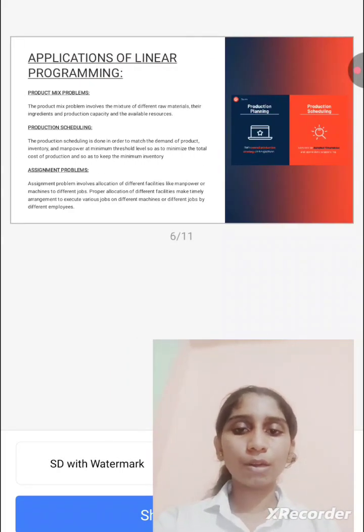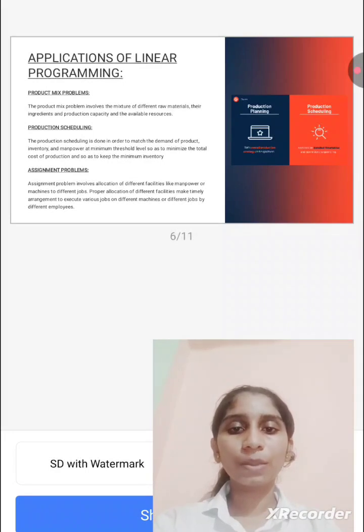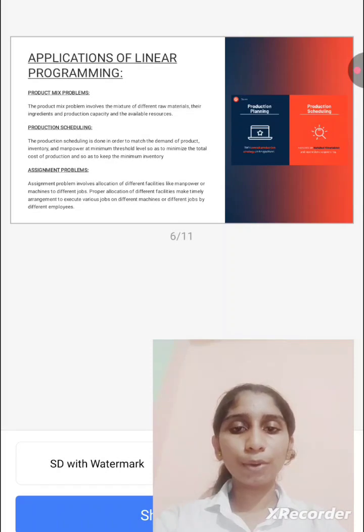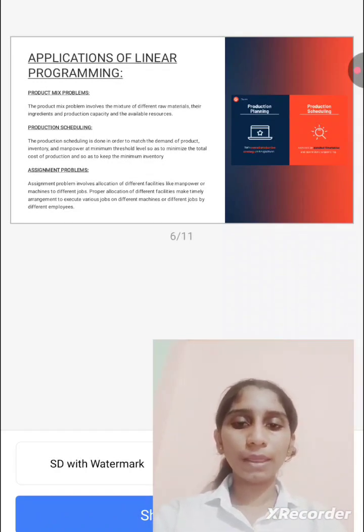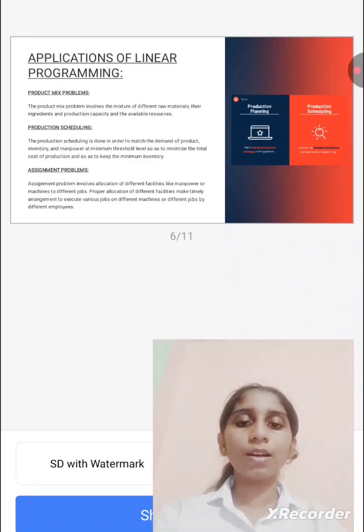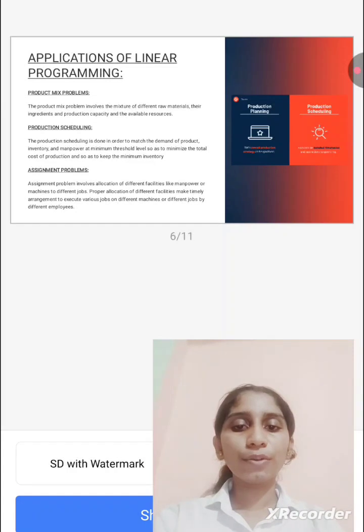Applications of linear programming. Product mix problem. It involves the mixture of different raw materials, their ingredients and production capacity and the available resources. Second is production scheduling. It is done in order to match the demand of product, inventory and manpower at minimum threshold so as to minimize the total cost of the production and to keep the minimum inventory. Now assignment problem. Assignment problem involves the allocation of different facilities like manpower or machines to different jobs.